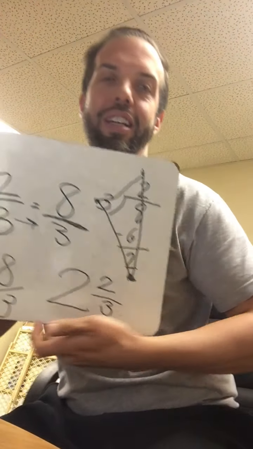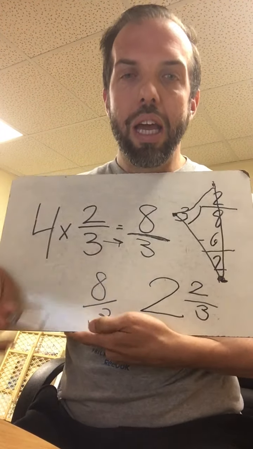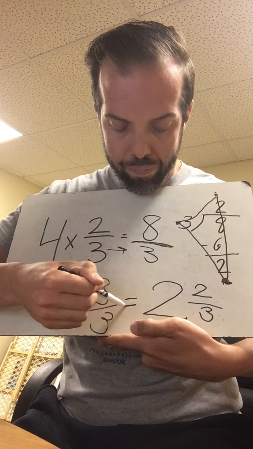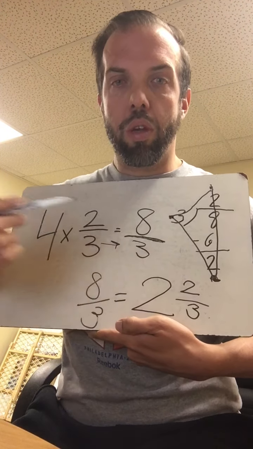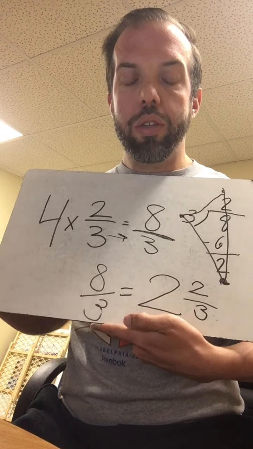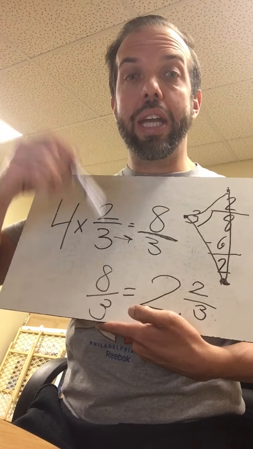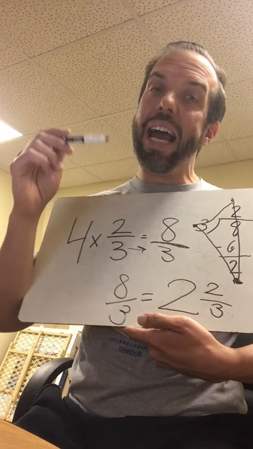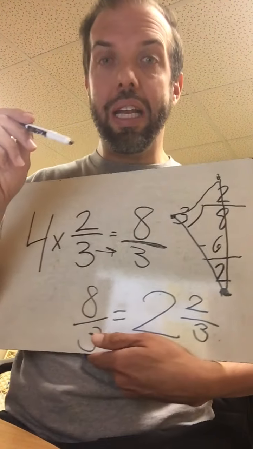Oh my goodness, I just realized it was probably blocking it. 8/3 was my improper fraction, is equivalent to 2 and 2/3. Okay, so that's how we change our fraction greater than 1 back into a mixed number. That's important for today's lesson.